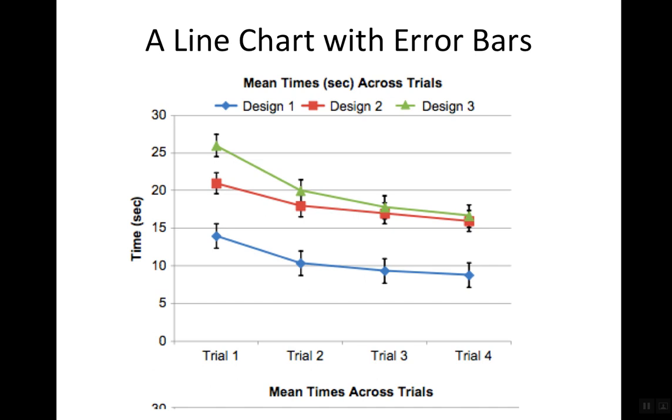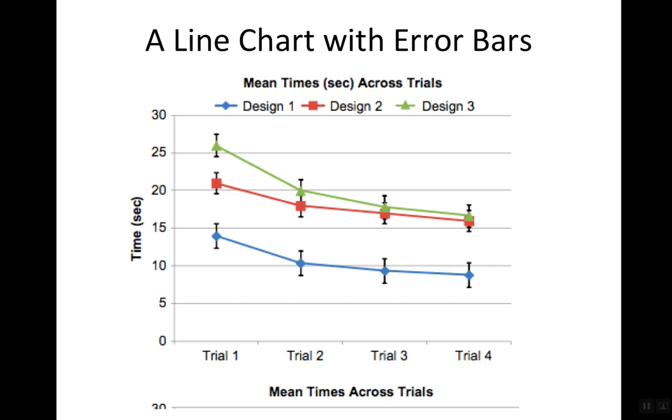Another way of doing it is a line chart. And a line chart is interesting because it allows you to plot different factors. So in this case, we have 4 trials going along the x-axis, and we have 3 designs represented by 3 different colored lines. And what we see here is that design 2 and design 3, the green and the red lines, start off different on trial 1 but converge by trial 4, whereas design 1 in the blue line has a shorter time regardless of trial.